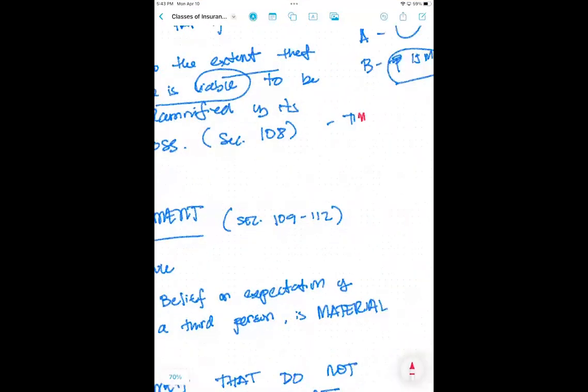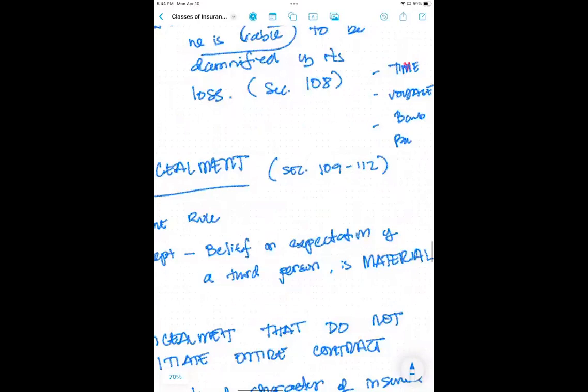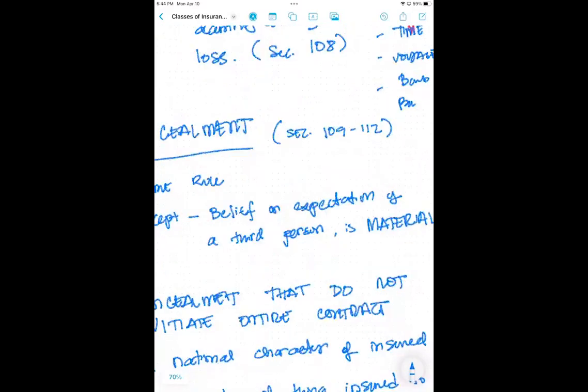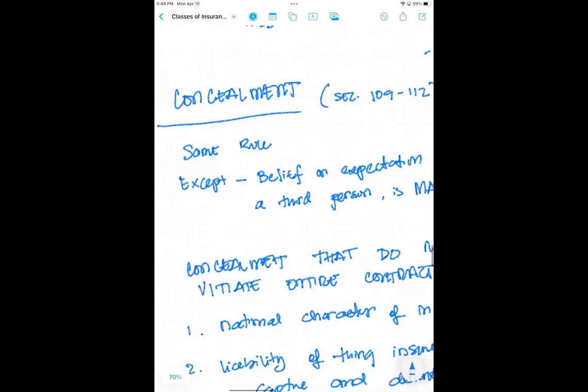Charter may be based on time. It may also be based on voyage. Okay? Or pwede rin naman daw bare boat or bare bottom. So these are just academic discussion. Okay? But I don't think it will figure in the bar examination.